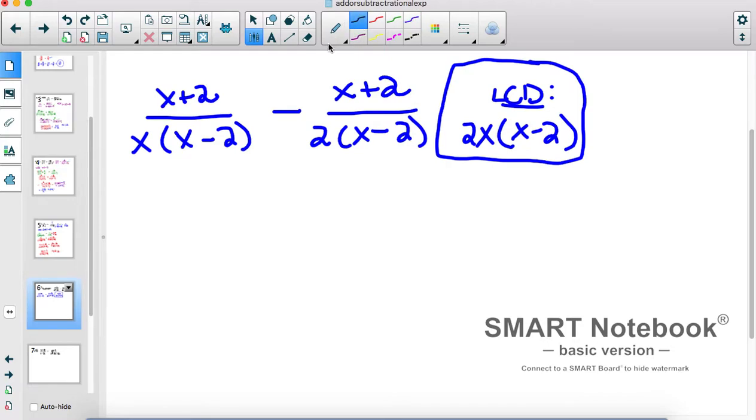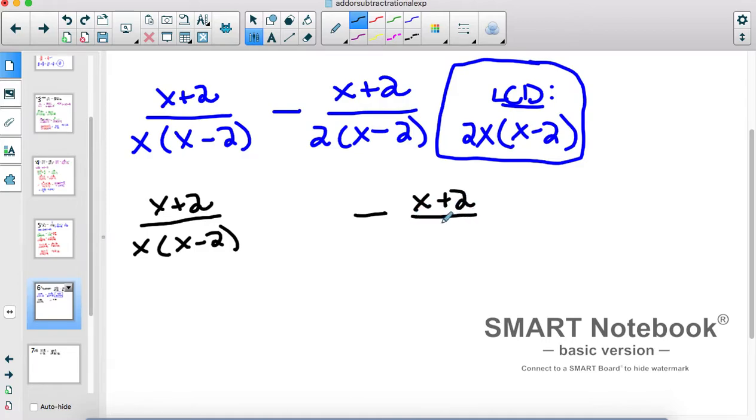Okay, so let's begin with our first one. So (x + 2)/(x(x - 2)). I'm just going to leave some space and write my minus over here. (x + 2)/(2(x - 2)). The reason I left some space is because this fraction needs to be manipulated.